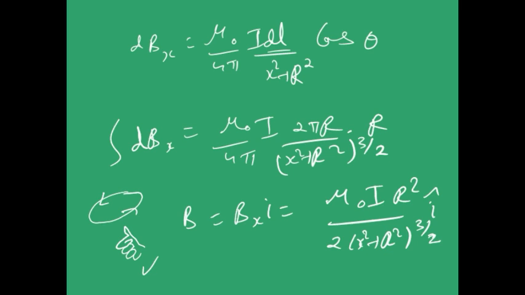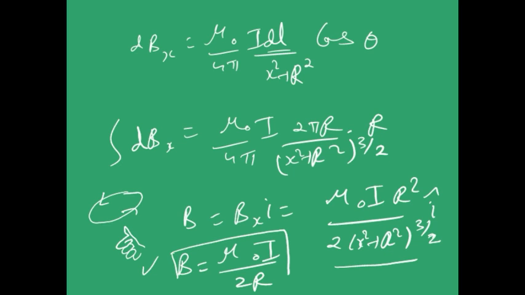There is a special case here. This is the formula, right? What happens if you put x is equal to 0? Then your B becomes mu naught I by 2r. This is the magnetic field at x is equal to 0, that is at the center. Direction you can anyway get from the right hand rule. I hope everything is clear till now.